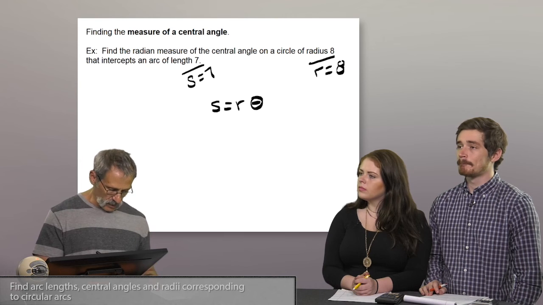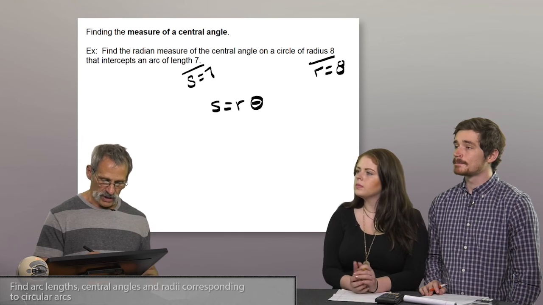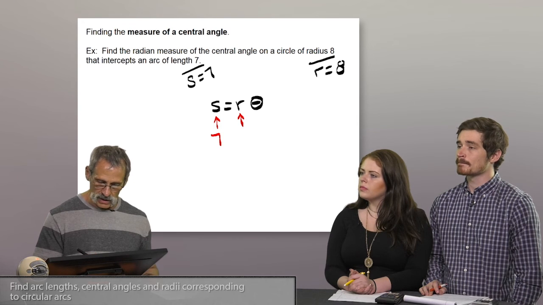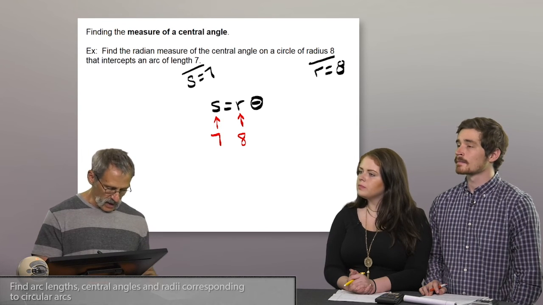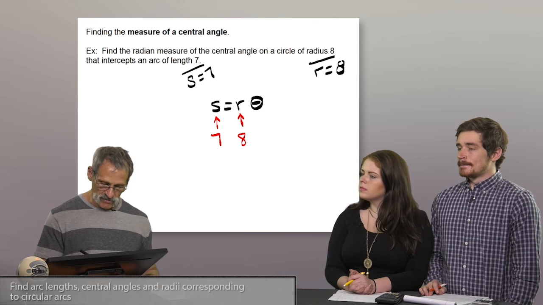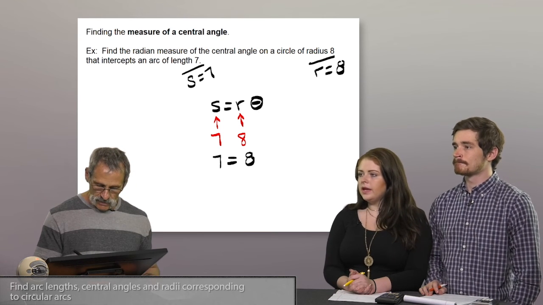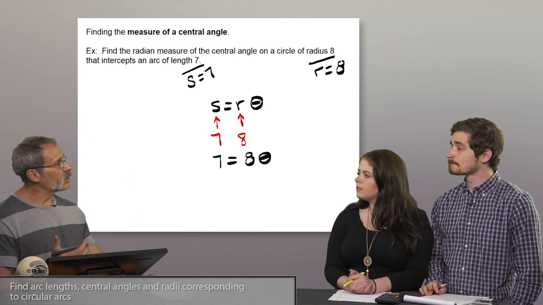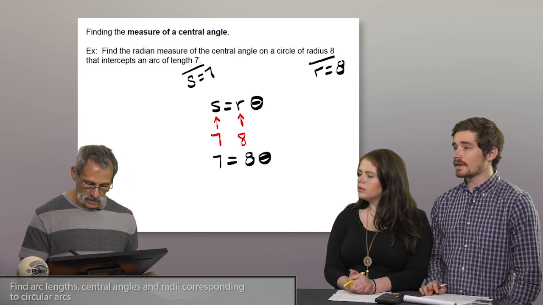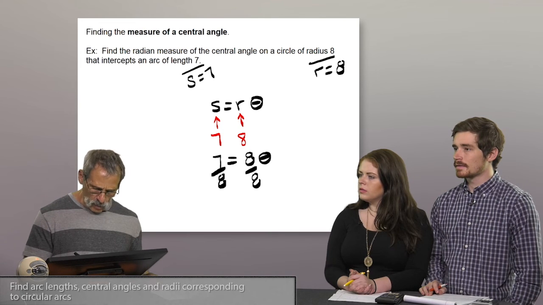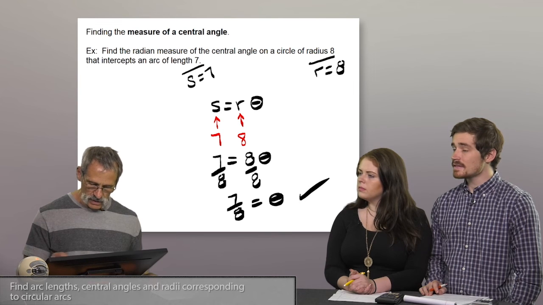So I'm just going to make a substitution. In place of s, we'll put a 7. In place of r, we'll put an 8. So now our equation reads 7 equals 8 theta. To solve for theta, we divide by 8 on either side. Now this answer may look weird, but theta is equal to 7/8.